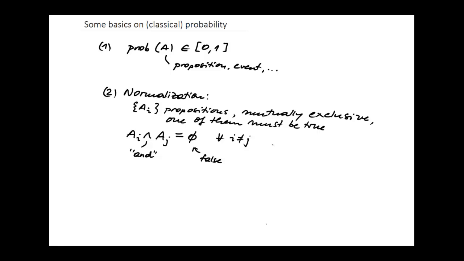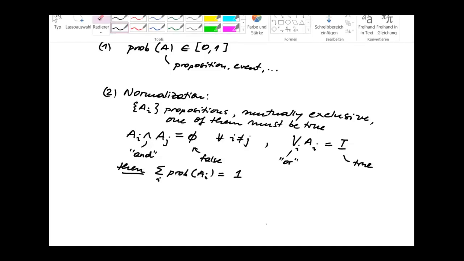And the other statement that one of them must be true, I can write in the following form: this is the logical OR. I do the logical OR over all propositions in the set. Then this gives the statement which is always true. Now, when you have this situation, then the probabilities for all these different propositions must add up to 1. So then the sum over i, probability of A_i, must be equal to 1. This is the normalization.